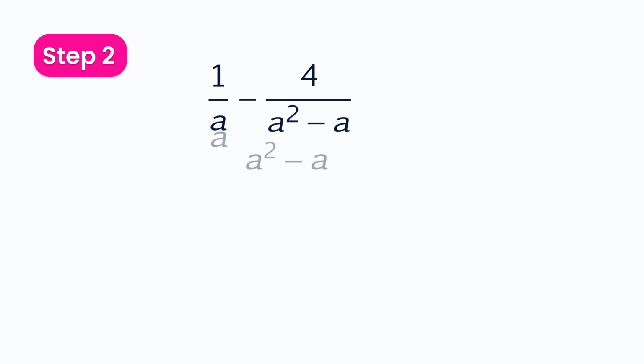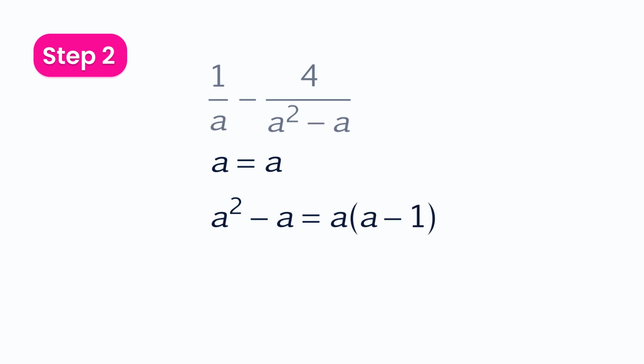You start by listing and factorizing the denominators. First is a, which can't be factorized further. The second denominator, a squared minus a, can be factorized to a times the quantity a minus 1. Having factorized the denominators, you move on to find the LCD. You include all the factors you need to cover both denominators. This gives you an LCD of a times the quantity a minus 1.